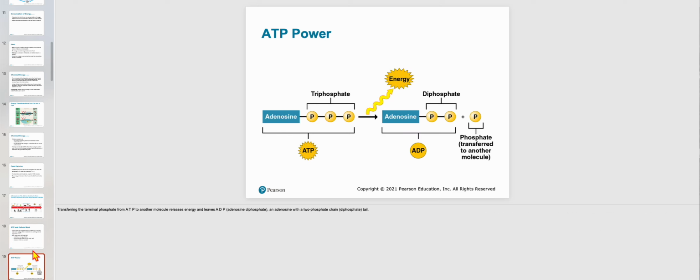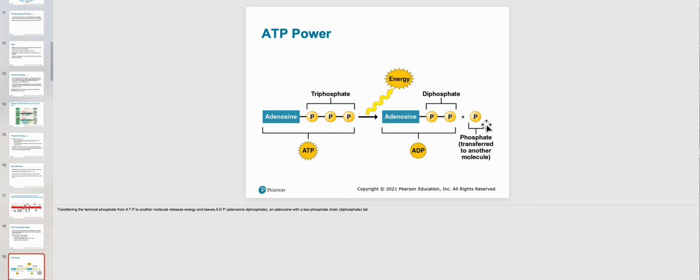Okay, next slide. Here's how ATP power works. Here is the energy in ATP. It's stored in these phosphate groups. So ATP is the energy, but it's stored in the phosphate groups. So as you release energy, you actually pop off a phosphate group. Okay, let me say that again. As you release energy, so as you make energy, you're really releasing a phosphate group.